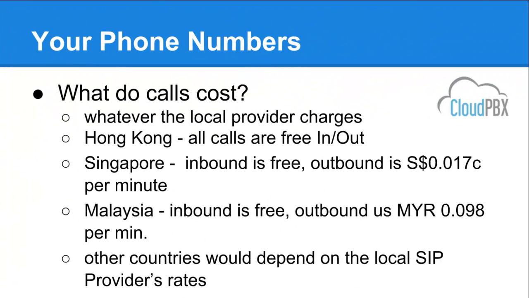So what do the calls cost? Well, it's really up to the telco in your local country that you connect to. So in Hong Kong, of course, all calls are free in and out. In Singapore, inbound calls are free, but outbound calls are charged at 0.17 Singapore cents a minute. In Malaysia, inbound calls are free. Outbound is around 0.98 ringgit per minute. In other countries, it really just depends on the SIP provider in that country.